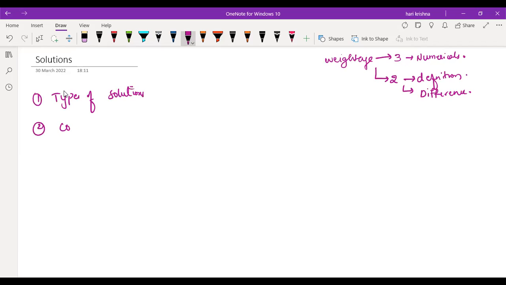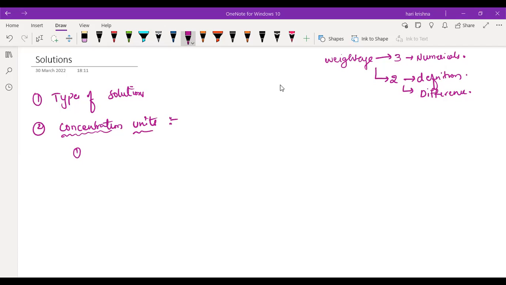Second one, concentration units. So what are the different concentration units? Already studying class 12th, right? So mostly these chapters are finished. So what are the different concentration units? Anyone? Shruti, Preeti, Vishwanath. What are the different concentration units?